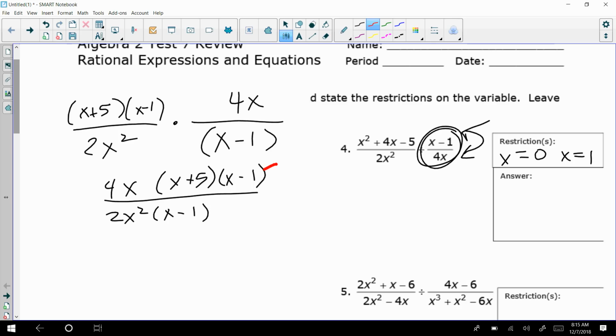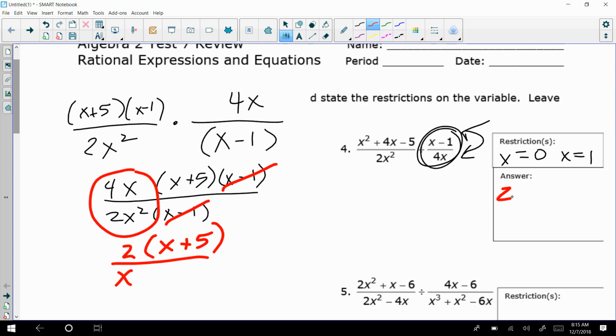So I start off with my parentheses, these cross out. And this part right here, it just reduces. So 4 over 2 is 2, and then you have x and x squared on the bottom, so that leaves you with x, and then you just have x plus 5 left on top. So that's our final answer. Plus 5 over x.